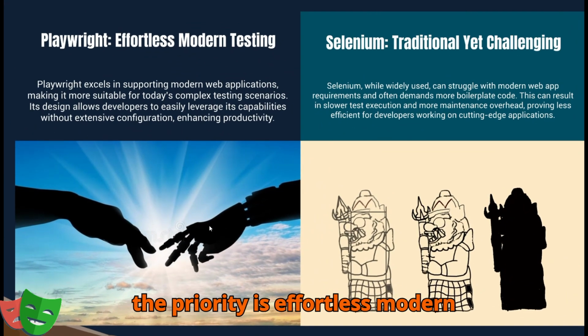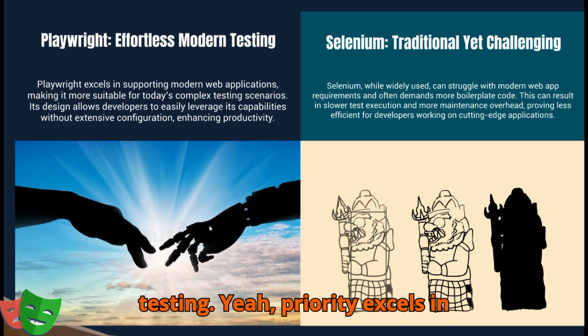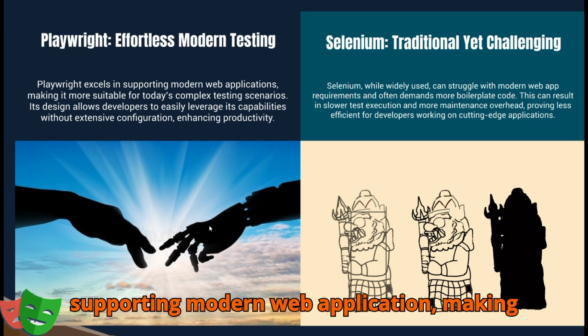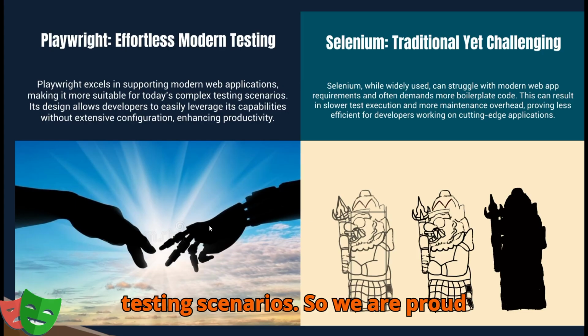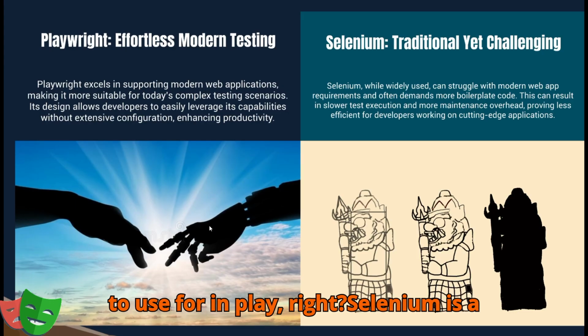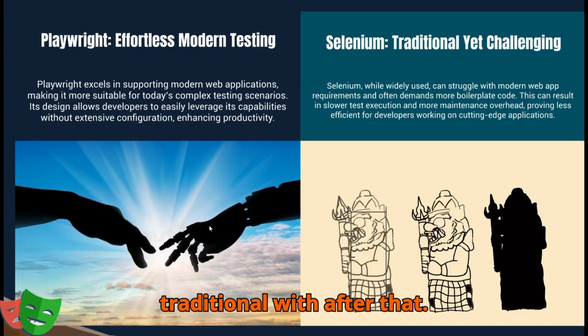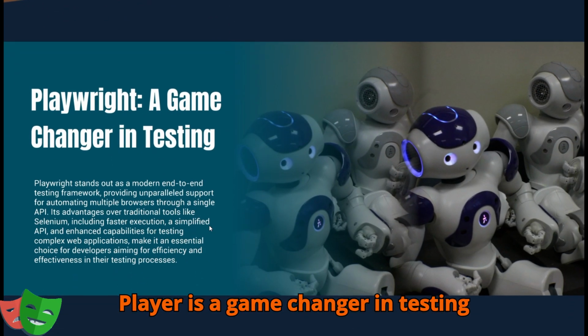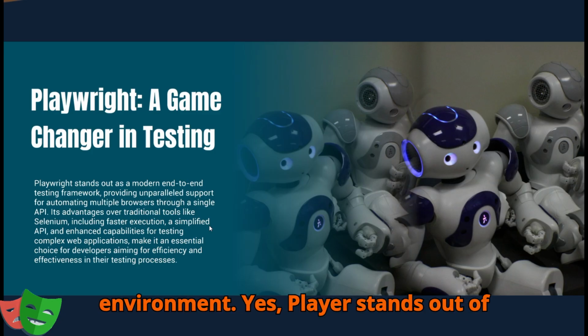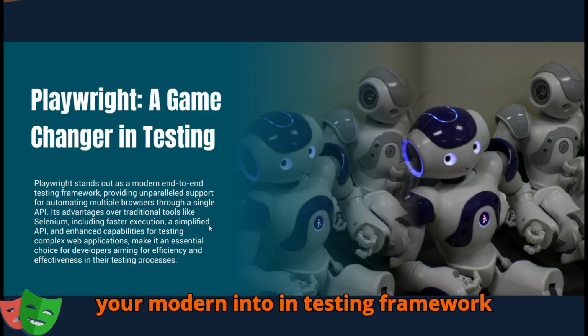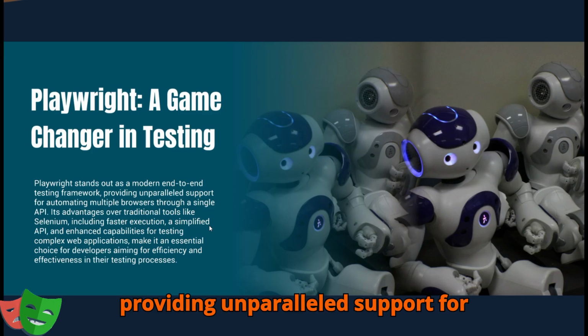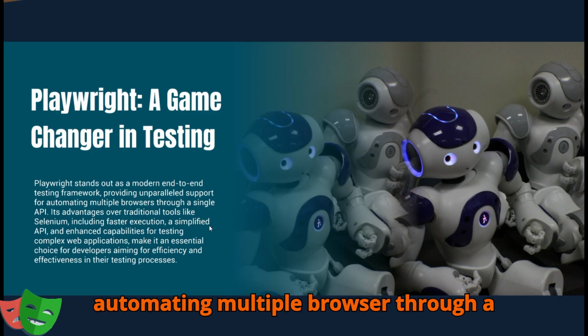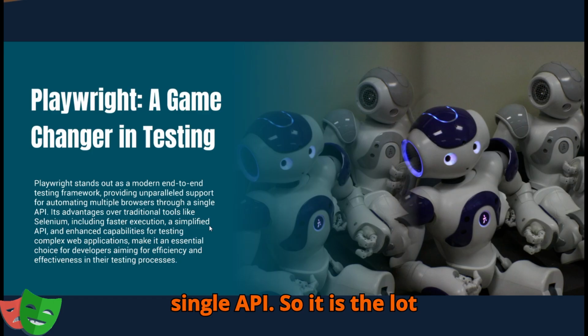After that, Playwright makes modern testing effortless. Playwright excels in supporting modern web applications, making it more suitable for today's complex testing scenarios. Selenium is a traditional web testing tool. After that, Playwright is a game changer in the testing environment. Yes, Playwright stands out as a modern end-to-end testing framework providing unparalleled support for automating multiple browsers through a single API. So there are a lot of use-case advantages in Playwright.